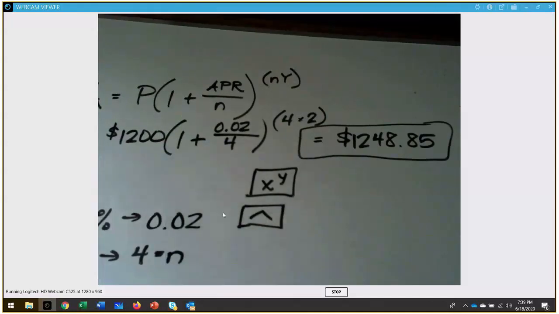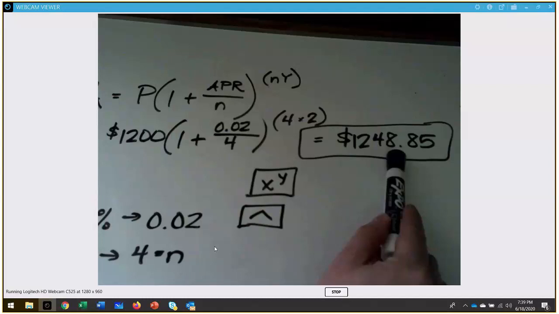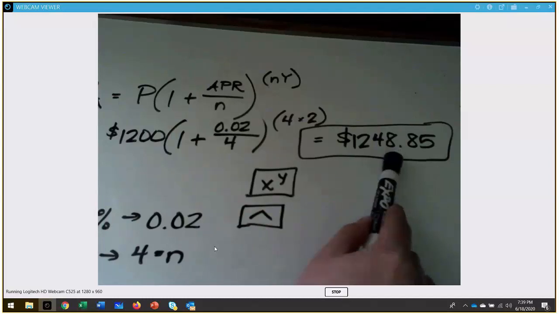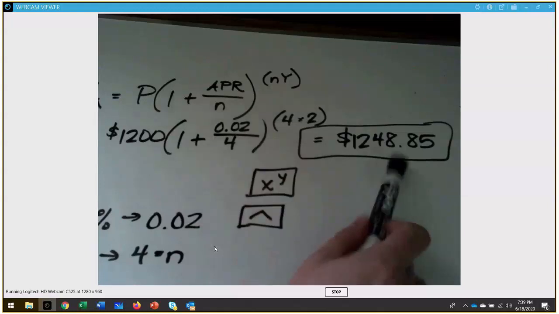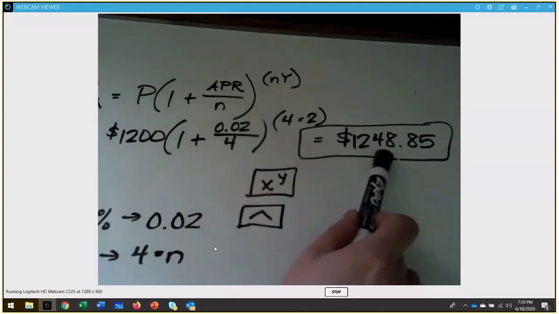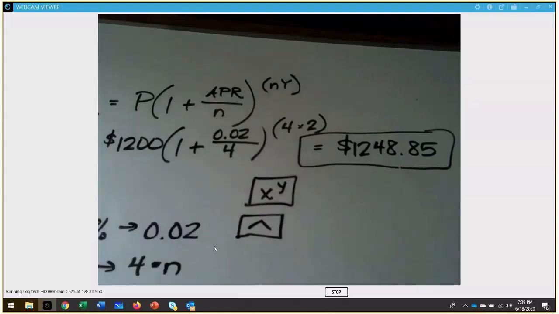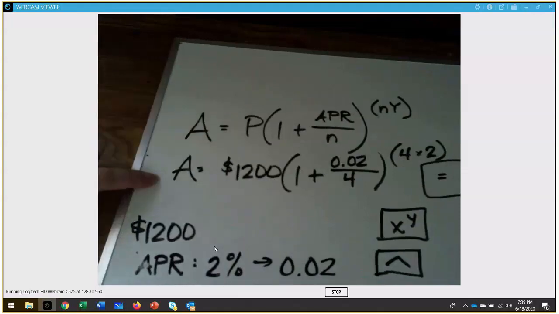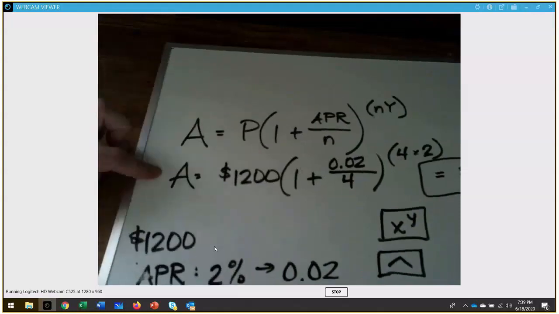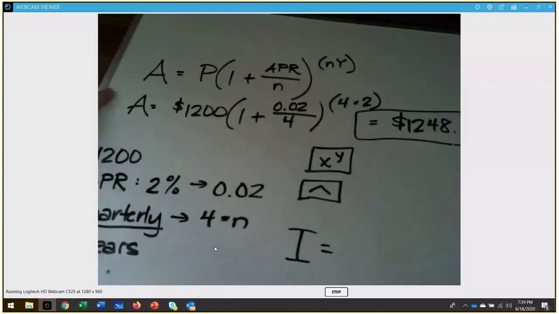Let's go back. It doesn't ask this, but it will in the homework. So this is the amount in the account altogether, including the interest. You put 1,200 in, and you made some money on interest, and now this is what's in the account. This is the total. What if they asked you just for interest, though? This one is just the total. There is no formula for compound interest that says I equals.